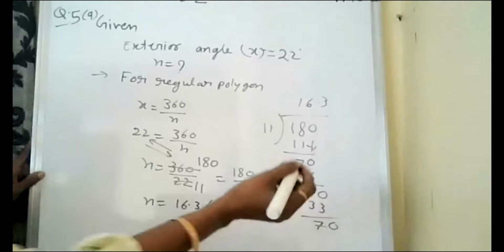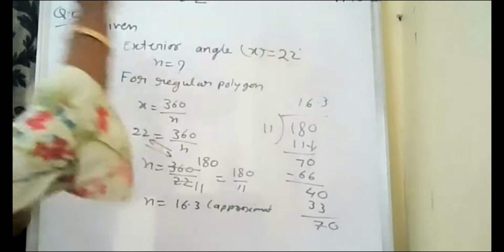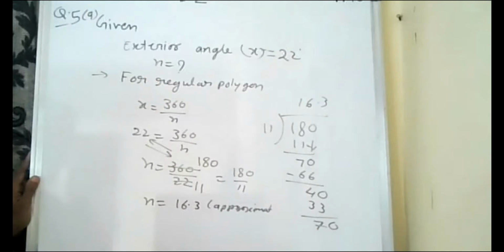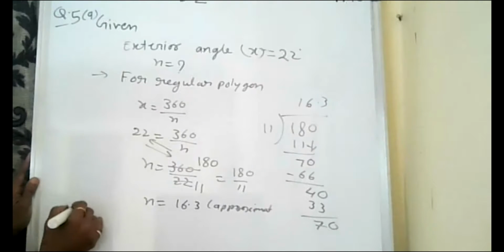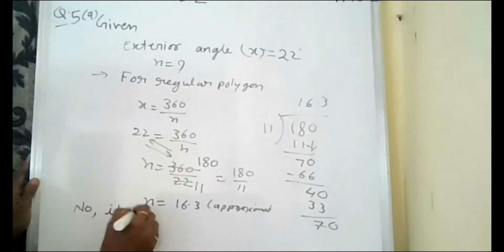And can the number of sides ever be in decimal, like 3.4 sides? Number of sides is always a whole number, isn't it? We say 5 sides, 6 sides, 7 sides. We never say the number of sides is 16.3 or 1/2. We never say that. It means it is not possible to have an exterior angle of 22 in a regular polygon. Clear? So the final statement: no, it is not possible.